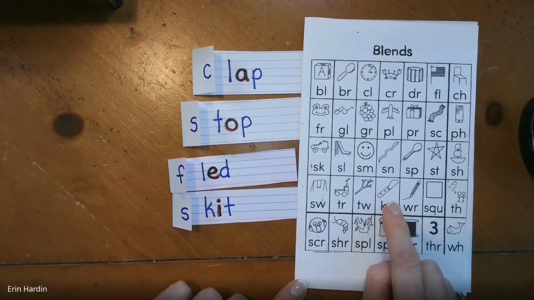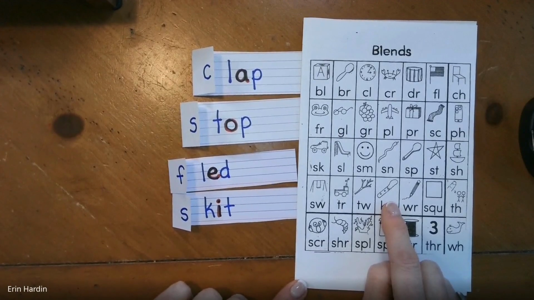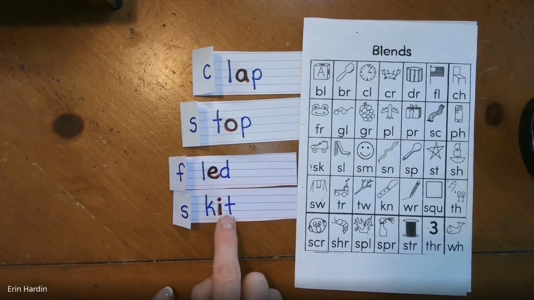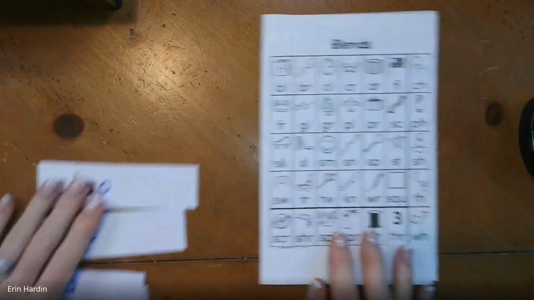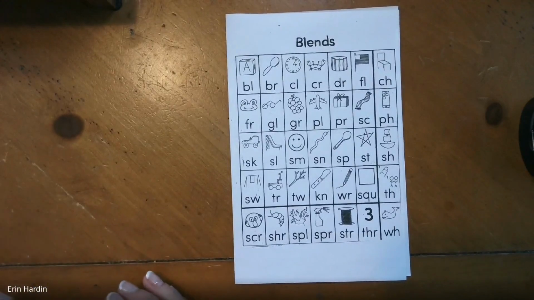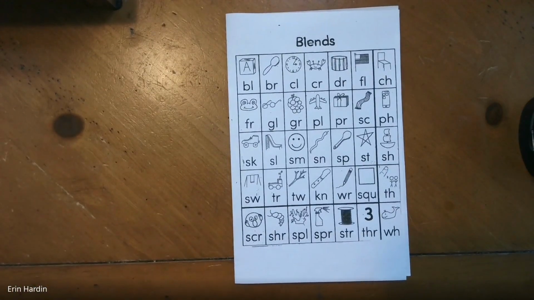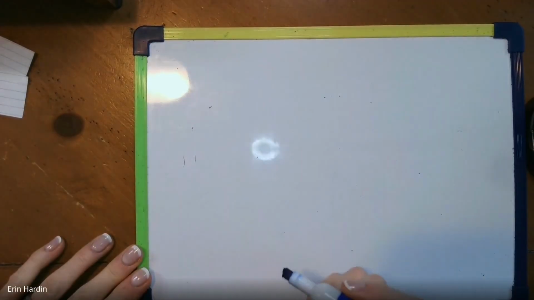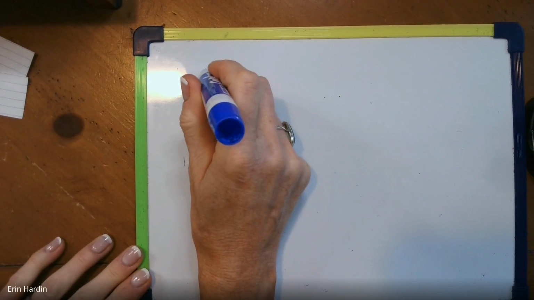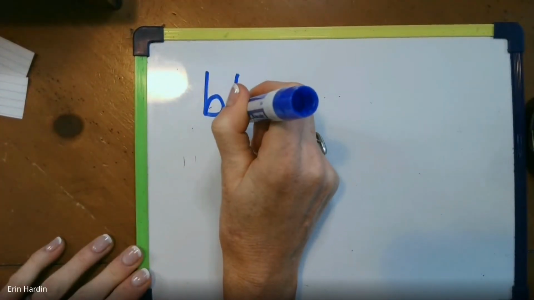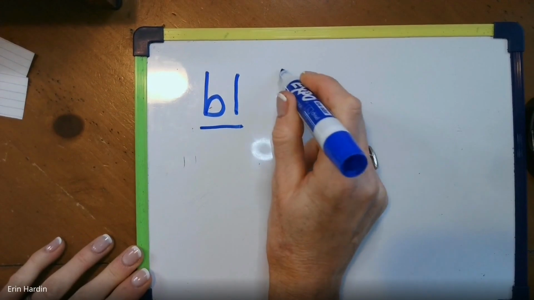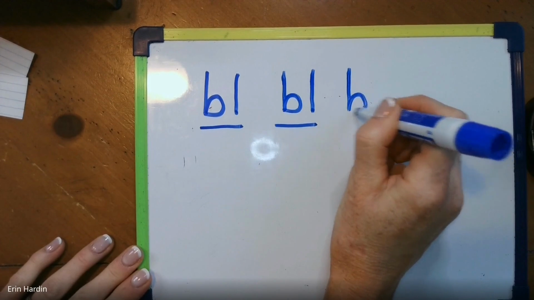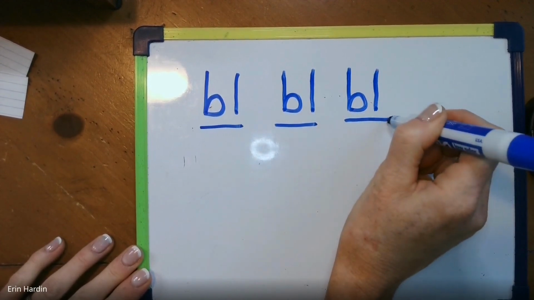Tapping our blends chart trains our brain to quickly know what letters make the sounds so that we can read and spell words with these blends easily. Now, there are a lot of blends on our blends chart. Let's write a few of them on our whiteboard. I'm going to write bl-ue, b, l, blue.